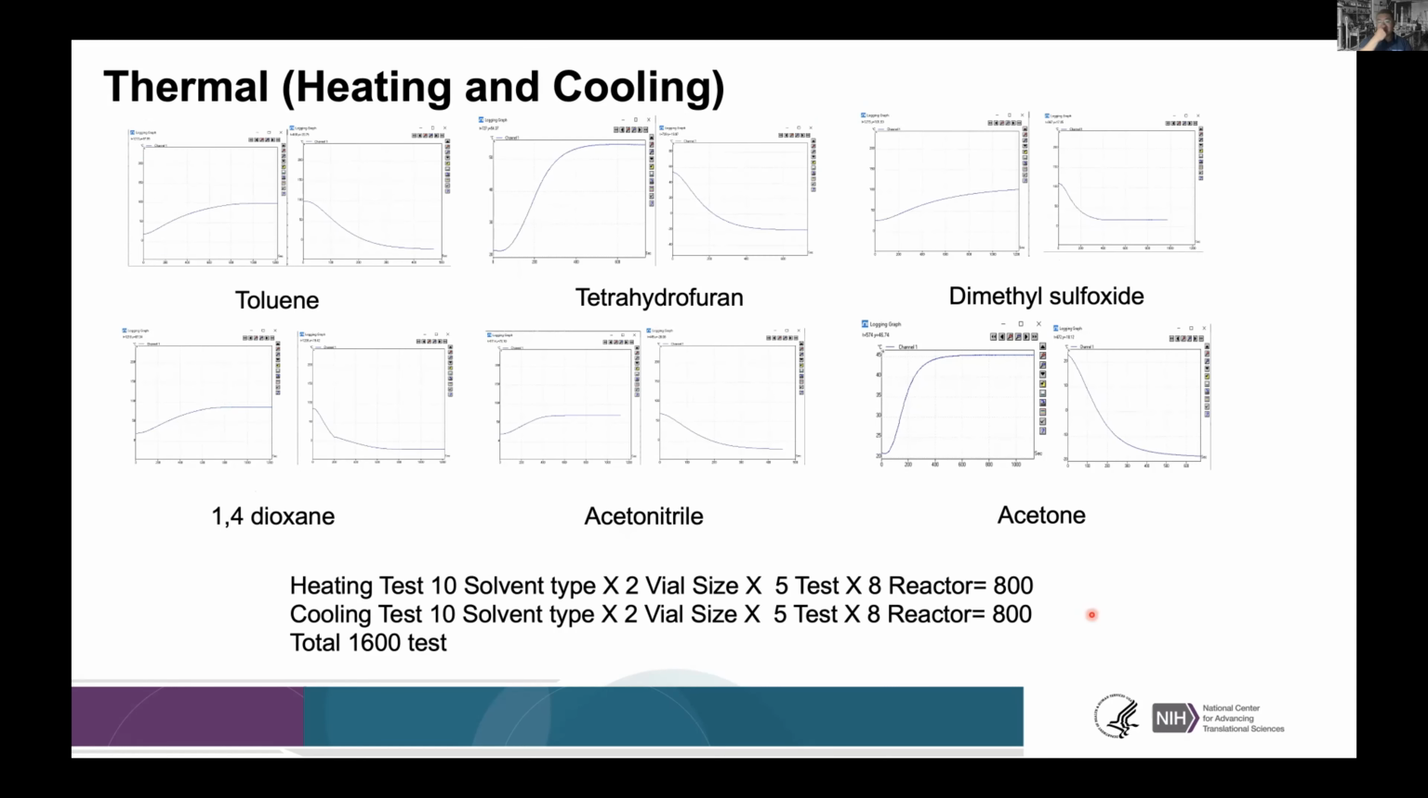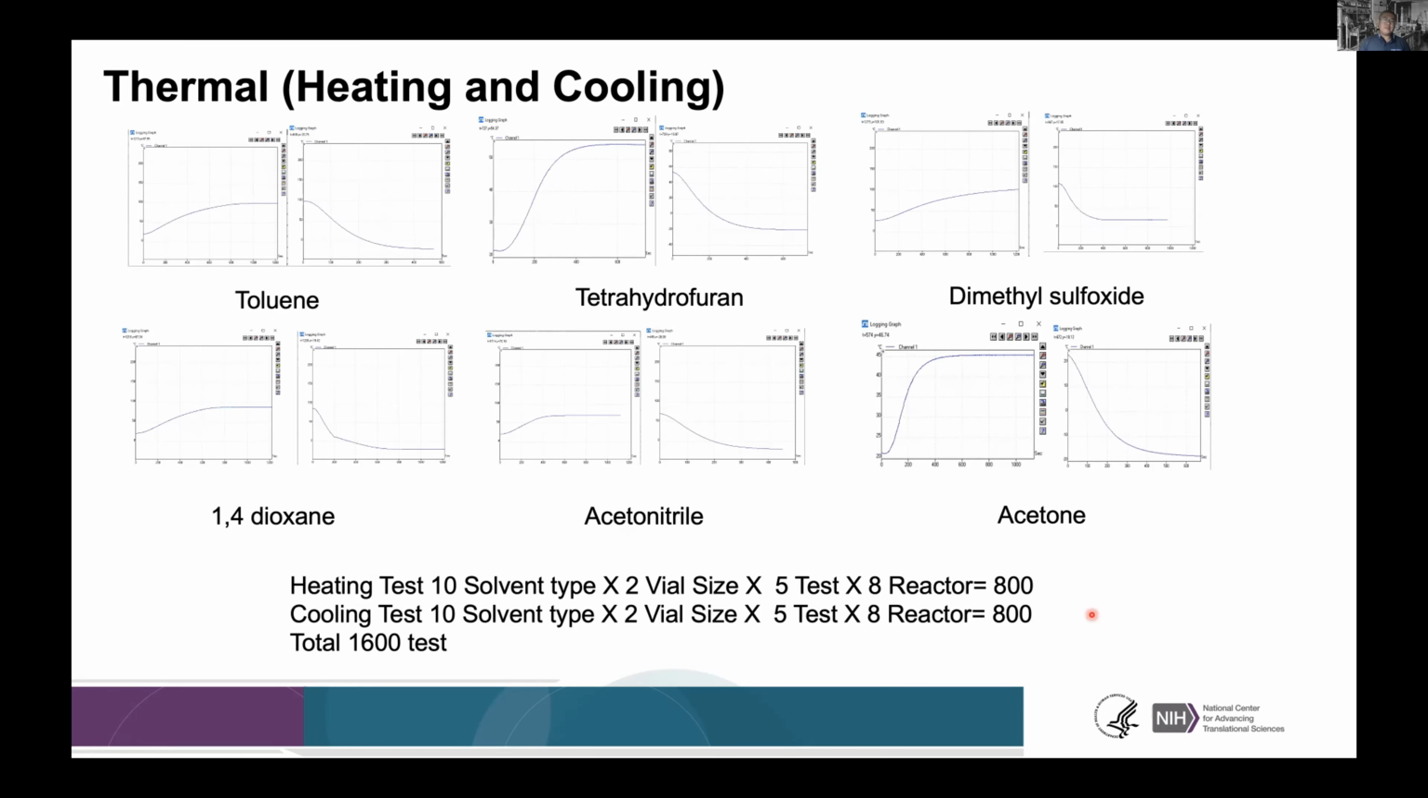So there will be 10 solvents tested, and 2 vial sizes. We have the 2 to 5 mL MRV and the 20 mL MRV. And for running different temperatures, we're running 5 tests. Since there are 8 reactors, there will be a total of 800 for 1 heating test. And for cooling it's the same, 800 reaction tests. The total is 1600 tests.